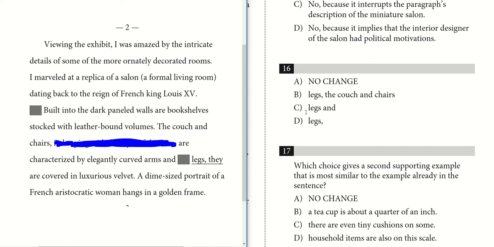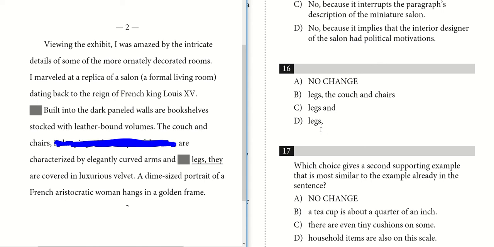What about C? What if you do legs and then, without a comma, and? Okay. So then it's the couch and chairs are characterized by elegantly curved arms and legs and are covered in luxurious velvet. That's actually pretty good, right? Because you are removing the comma, but in this case, you're also removing they, right? And if you don't have they, that means the second part isn't a complete sentence anymore. So it's not a run-on, so that works pretty well.